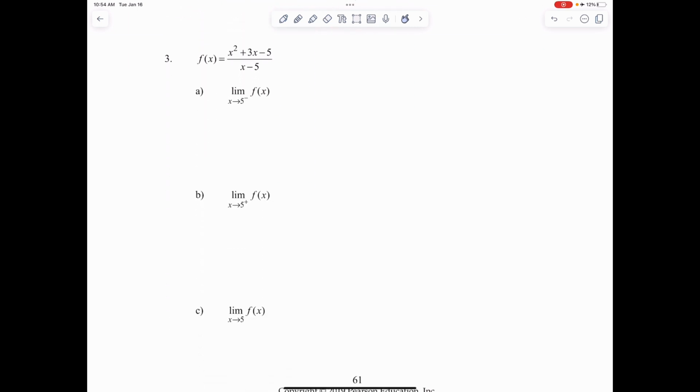Okay, let's look at number 3. Number 3 says x squared plus 3x minus 5 over x minus 5, and we're still interested in 5. So at 5, we get a 0 on the bottom. We're not interested in that, but we're getting really, really close. So we'll do 4.9, 4.99, 4.999.